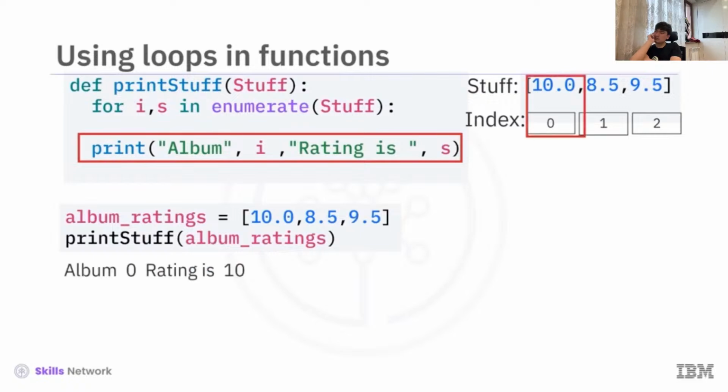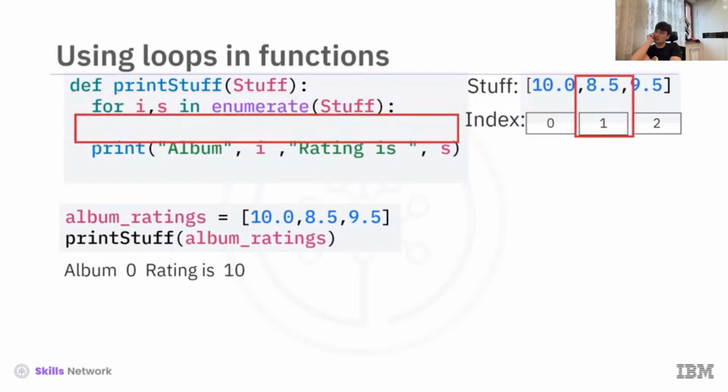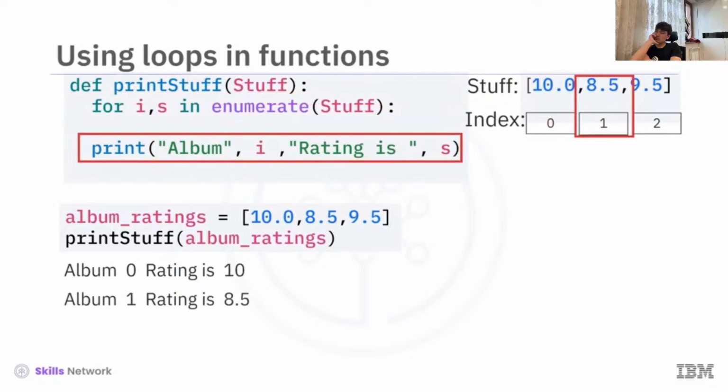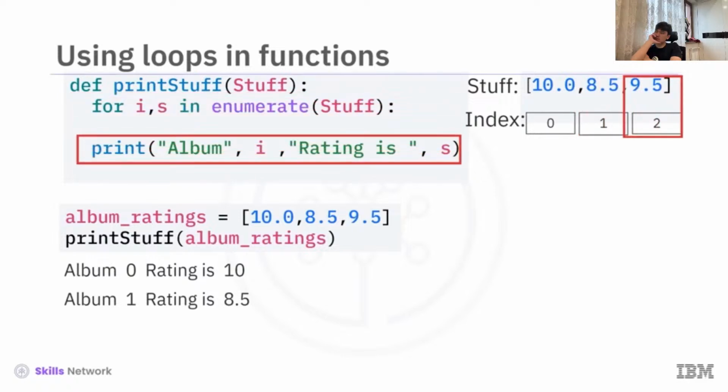The function will print the first index and the first value in the list. We continue iterating through the loop. The values of i and s are updated. The print statement is reached. Similarly, the next values of the list and index are printed. The process is repeated. The values of i and s are updated. We continue iterating until the final values in the list are printed out.